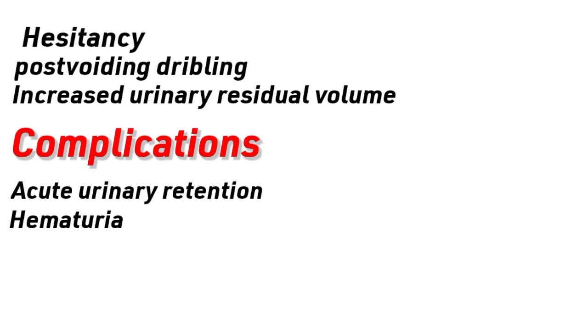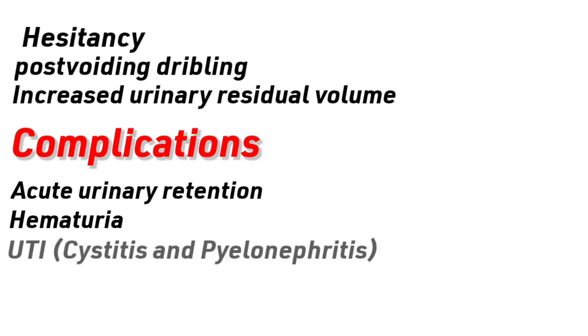and there may be urinary tract infection. It may be cystitis and pyelonephritis. Cystitis means inflammation of the bladder and pyelonephritis means inflammation of the kidney. There may be bladder stone. Bladder stone is due to urinary retention. When there is urinary retention for a long time, it results in precipitation of solute in the bladder. There may be kidney or bladder damage.